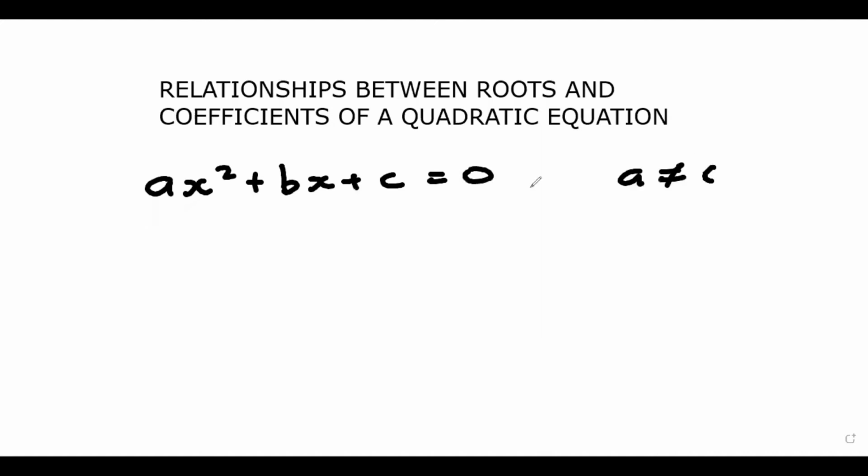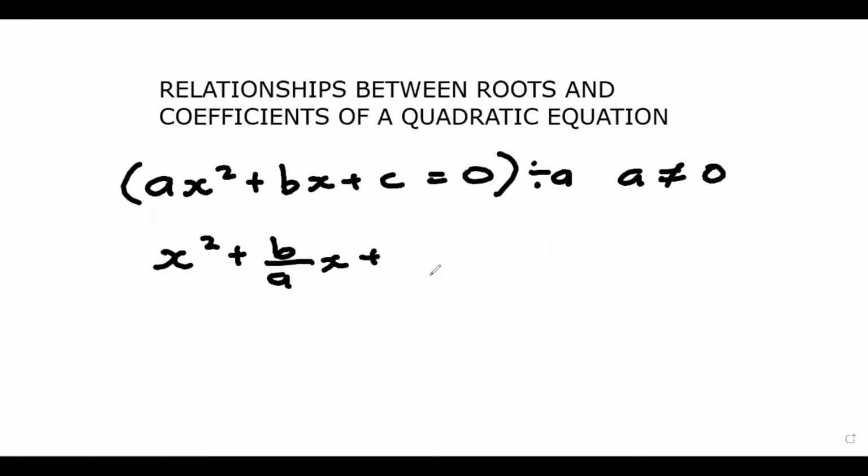Now today we'll be doing relationships between roots and coefficients of a quadratic equation. Now we know that the general form for a quadratic equation is ax squared plus bx plus c is equal to 0, where a is not equal to 0. Now if we divide this equation throughout by a, we're going to get x squared plus b over a x plus c over a is equal to 0.